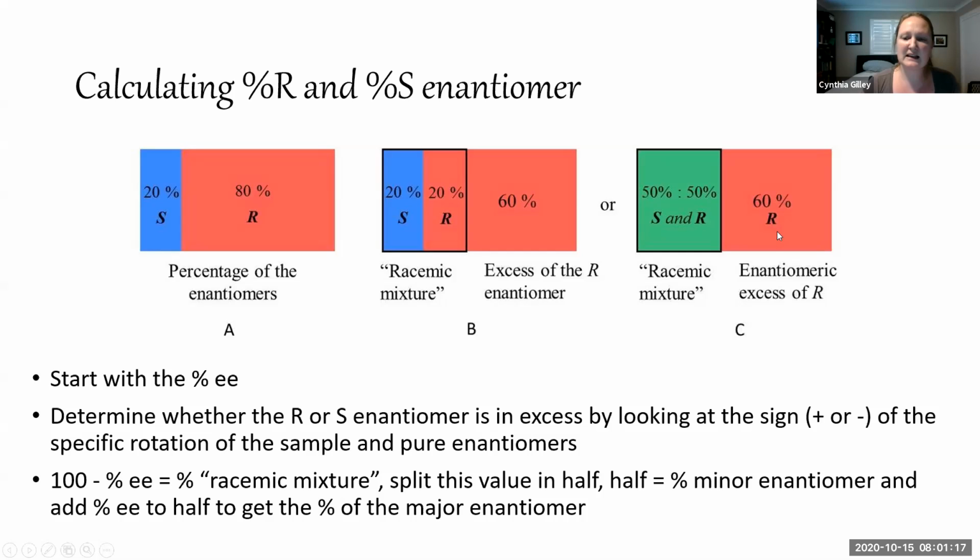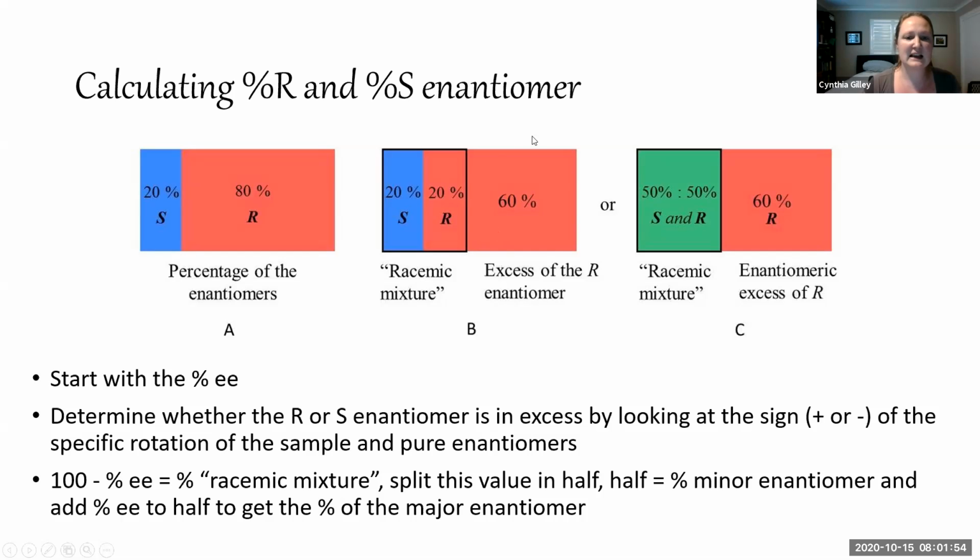What that means is that if you take 100 minus 60%, right, the other percentage is split 50-50 between the S and R, and this part of the solution is a racemic mixture. So because it's 60%, 100 minus 60% is 40%. If you divide that in half, because it's 50-50, that means that the part that's not in excess is 20% S and 20% R. So those are essentially canceling each other out. All right, this is the racemic mixture portion of the solution.